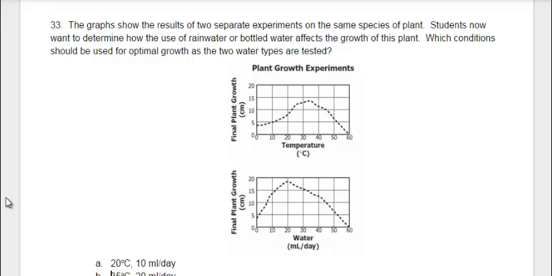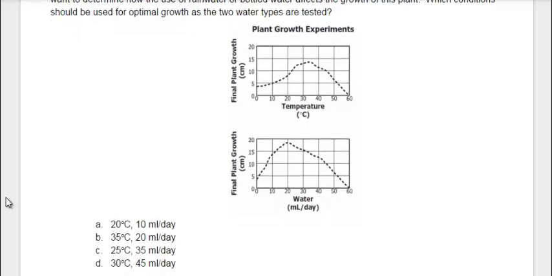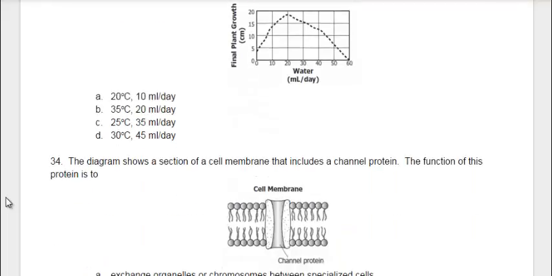So we have growth experiments with plant growth in centimeters on the left and temperature on the bottom. And the other graph shows plant growth on the left and water on the bottom. So is it A, 20 degrees Celsius, 10 milliliters per day, B, 35 degrees Celsius, 20 milliliters per day, C, 25 degrees Celsius, 35 milliliters per day, or D, 30 degrees Celsius, 45 milliliters per day?